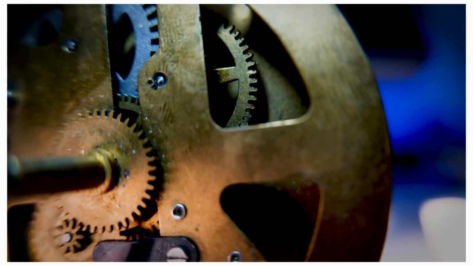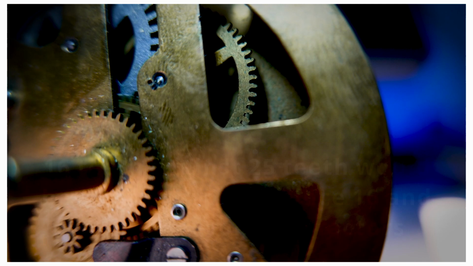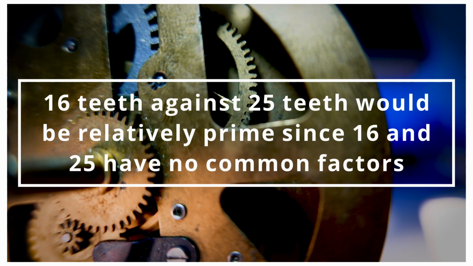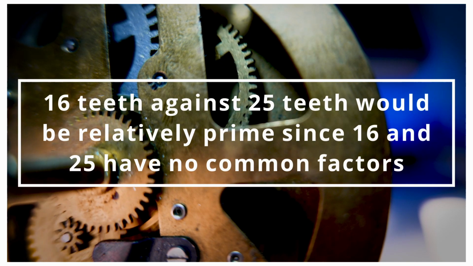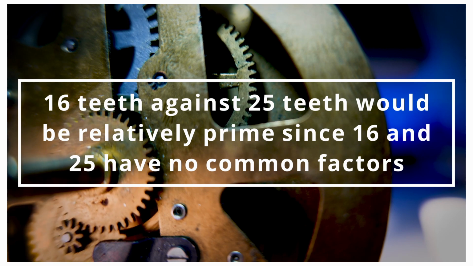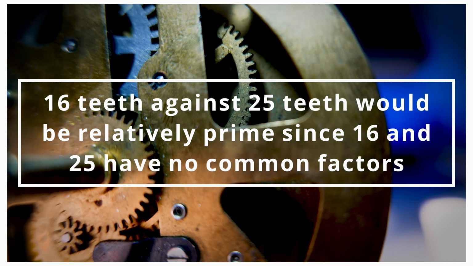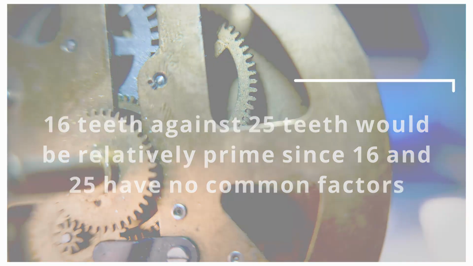Contact gears will usually have a relatively prime number of teeth. 16 and 25 would be relatively prime since they share no factors. This will more evenly distribute the wear, as it will make it so the same teeth do not always press against each other while the gears are turning.